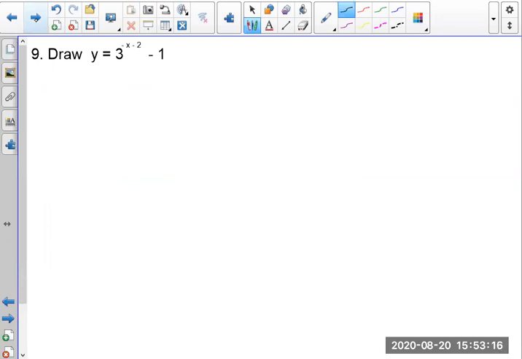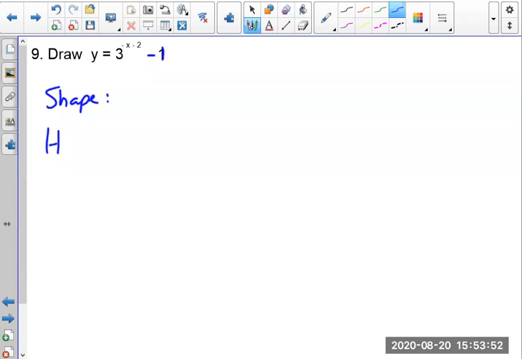There's another one. First of all, you must see y equals 3 to the minus x minus 2, minus 1. So you must first realize this is an exponential graph. So this minus 1 gives me the asymptote. Sorry, we must first start with the shape. The shape, we said, check for the shape.